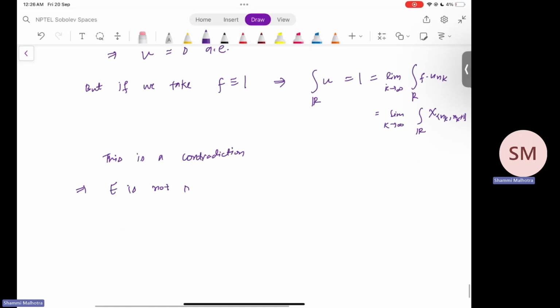So finally, we have a space which is not reflexive, but still the minimum is achieved. So the if and only if characterization is not there.